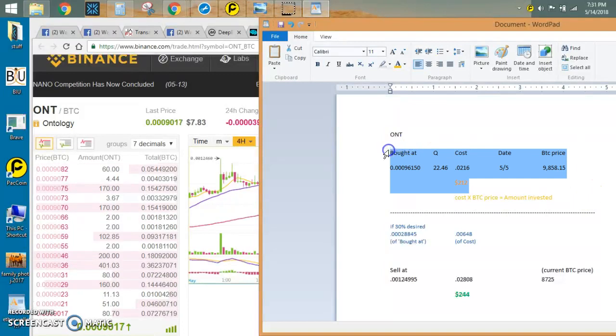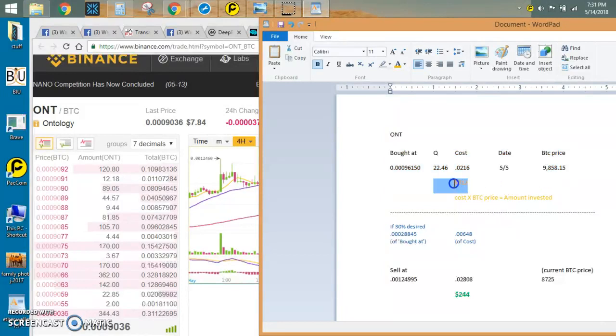All right. So I bought it at 0.0009615. I bought this many coins, 22.46, and the cost at the time when I bought: basically you multiply these and you get this much. Okay, so this is how much I spent. This is the price that Bitcoin was around that time. It was May 5th. And so the actual amount that I invested was 212 bucks.